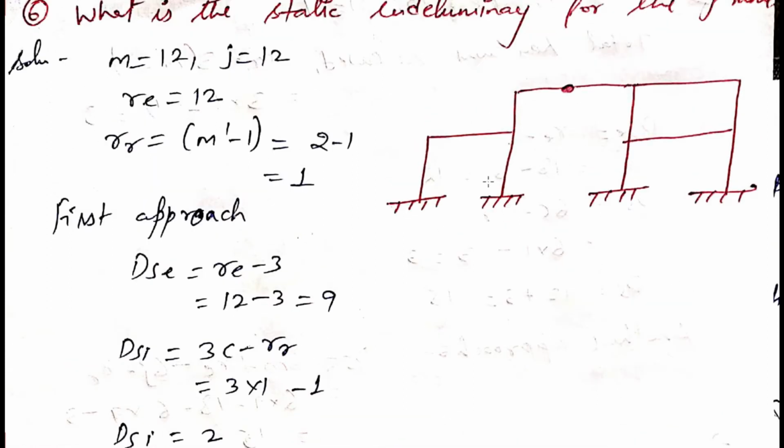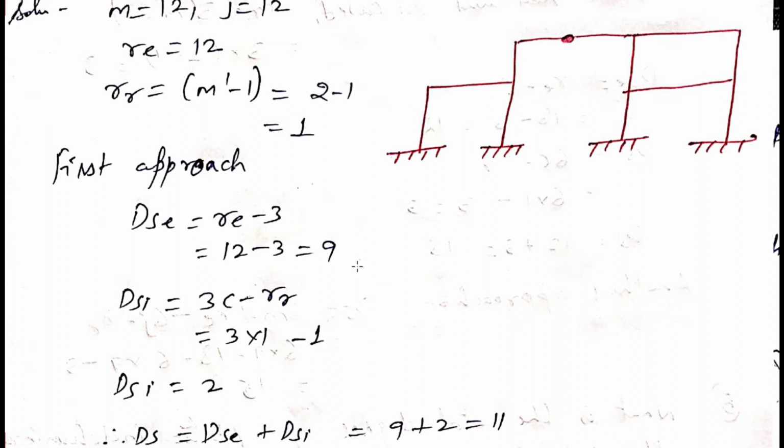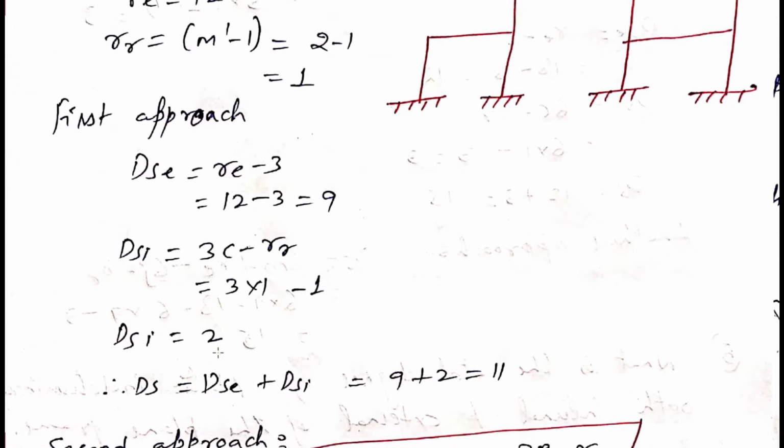number of closed loops. So this is not a closed loop. Again, this is not a closed loop here, and this is not a closed loop again here. So we have only one closed loop here, as it is bounded by all the members. So the number of closed loops is equal to 1. 3 into 1 minus RR, whose value is 1. So 3 minus 1 is 2. So DSI is equal to 2. So DSE plus DSI is the overall static indeterminacy, that is 9 plus 2 is equal to 11.